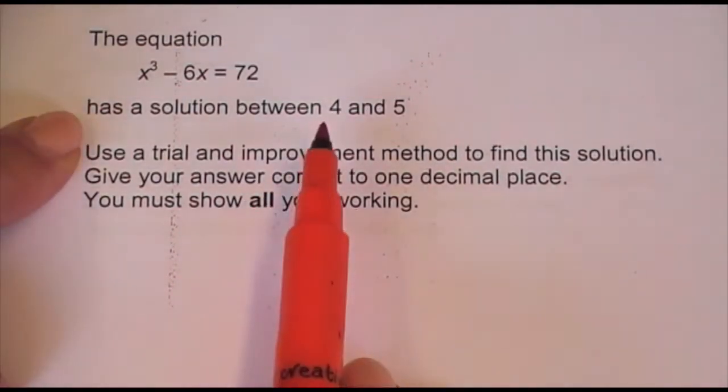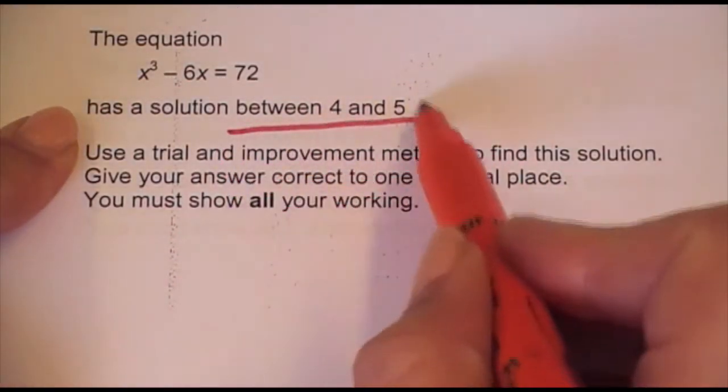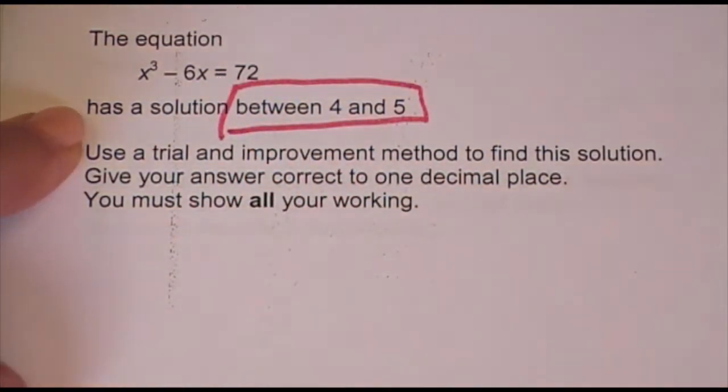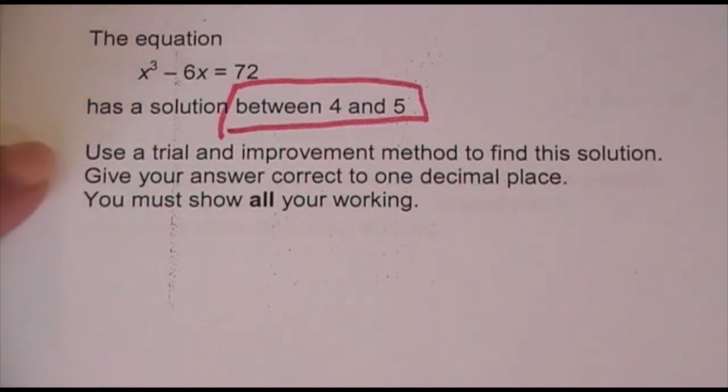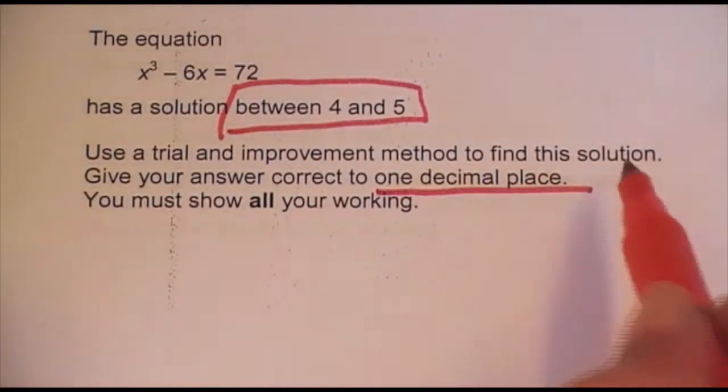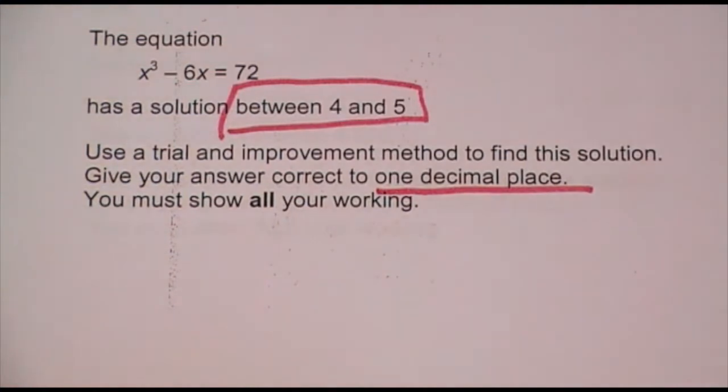It has a solution between 4 and 5. That's a big clue. They're telling you the answer is somewhere between 4 and 5. The solution is not 4 and the solution is not 5. It's between 4 and 5. Use a trial and improvement method to find the solution. Give your answer correct to 1 decimal place. You must show all of your work in.